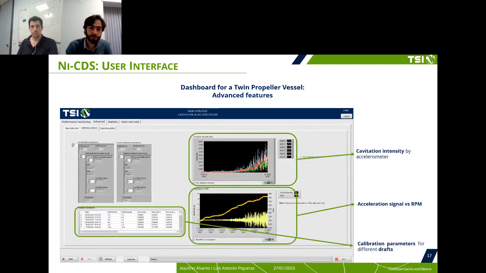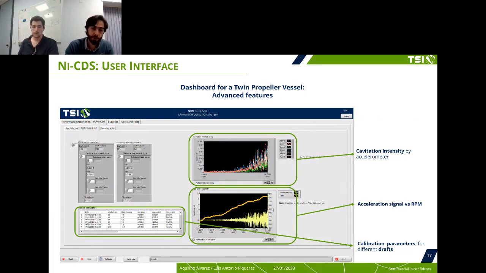In a similar way, we can also show the different performance of the accelerometers. In this case, we placed 6 different accelerometers. This is not mandatory; the number of accelerometers will depend on the type of vessel. But what we consider important is that each accelerometer shows the sensitivity it has in indicating when the cavitation phenomenon starts appearing.